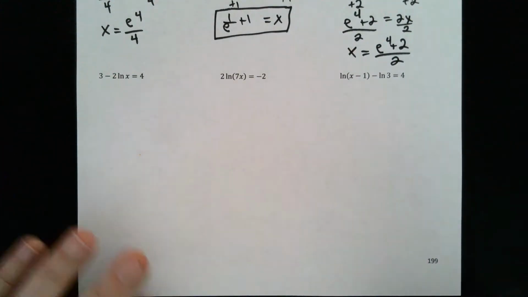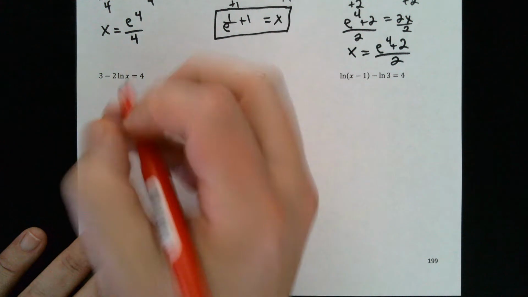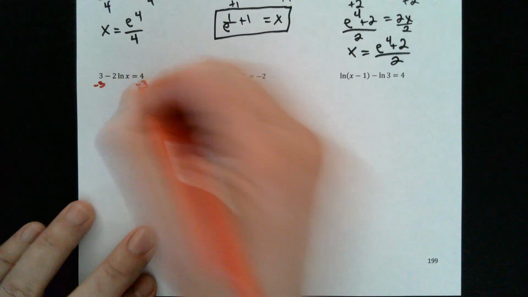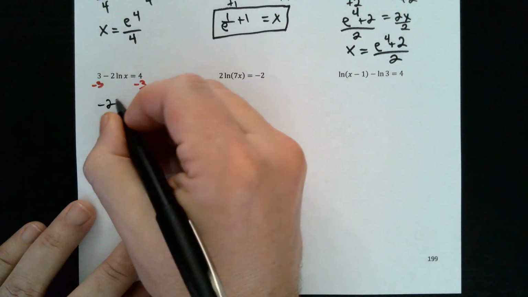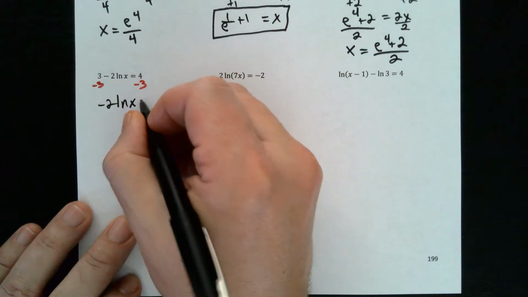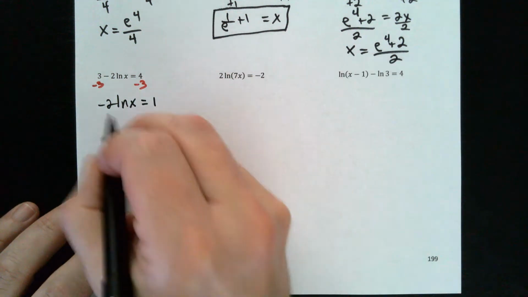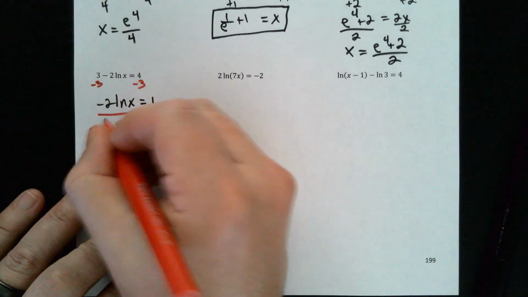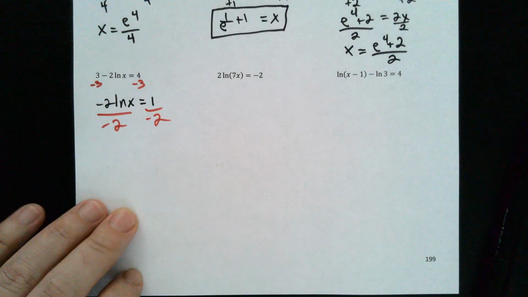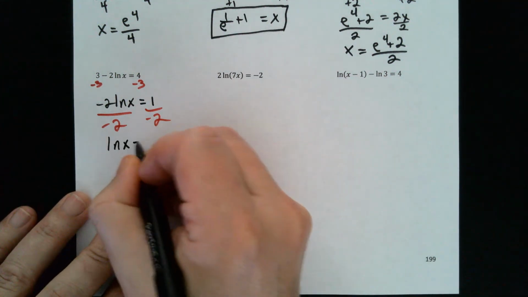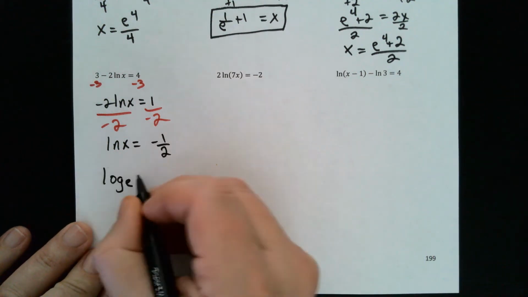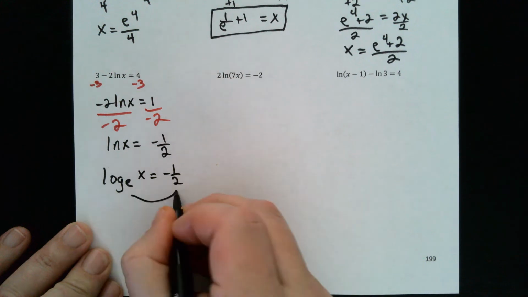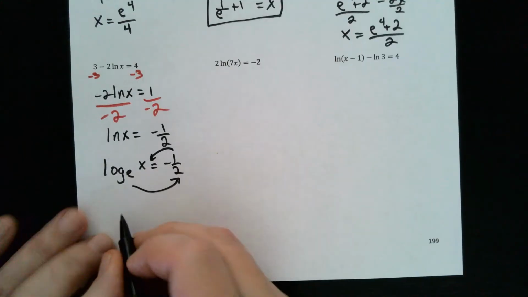Okay, let's look at these next few problems. Okay, so the first thing I want to do on this one is move the 3 to the other side by subtraction. That will give me -2 ln of x equals 1. And then I can divide the -2 on both sides, which will give me ln of x equals -1/2. Convert that to an e, log base e of x equals -1/2. And you get e to the -1/2 equals x.